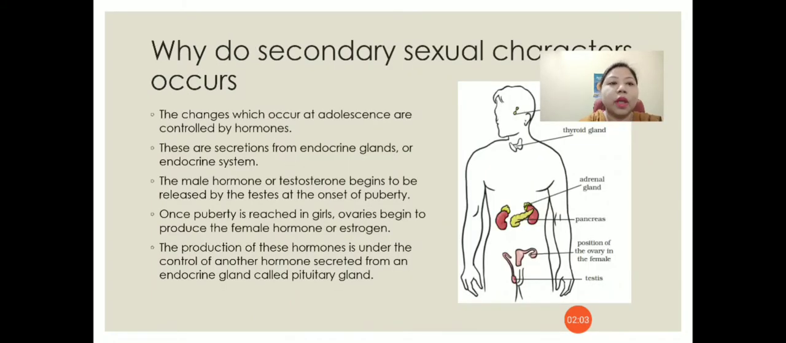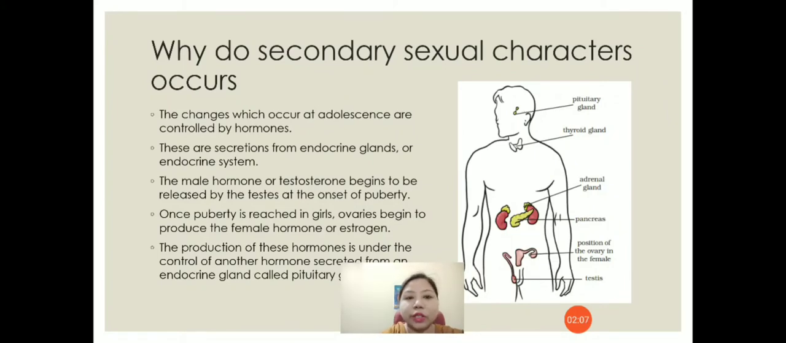Now the question is, why do secondary sexual characters occur? The changes which occur at adolescence are controlled by hormones. It is because of the production of some hormones which are only produced at puberty. That means when a boy or a girl reaches the stage of adolescence, those hormones are produced. These are secreted from endocrine glands or the endocrine system. We know that there are different systems present in our body. So the endocrine system is one system which is made up of endocrine glands, and these glands secrete hormones which are necessary to control the activities that are done by our body.